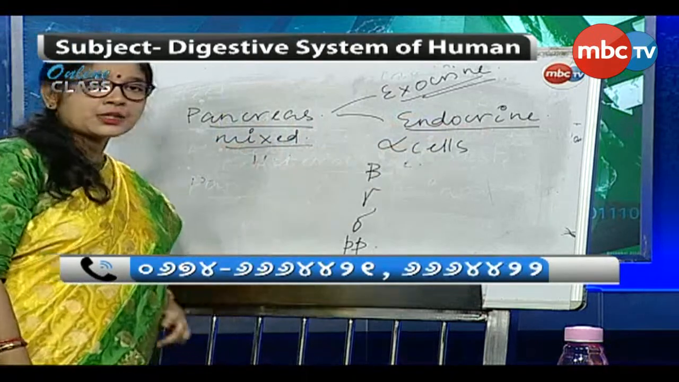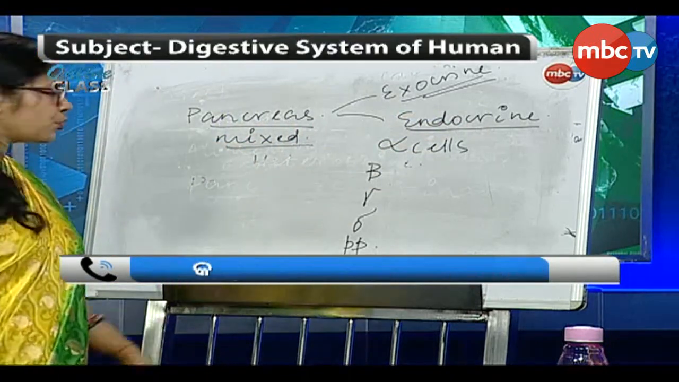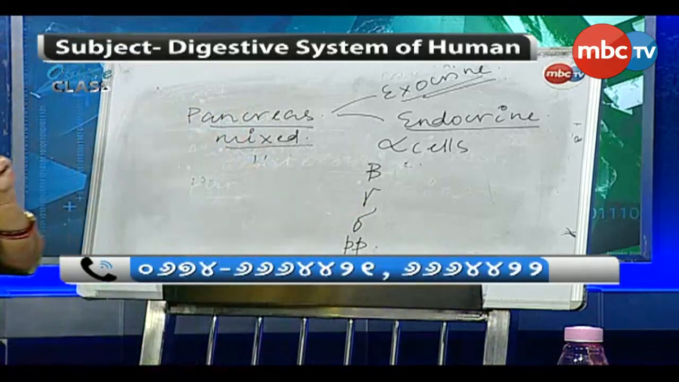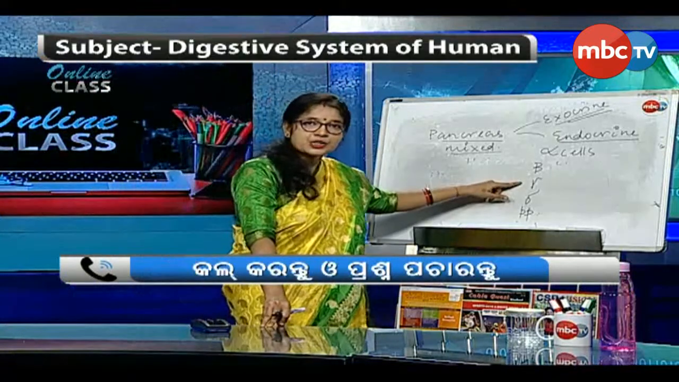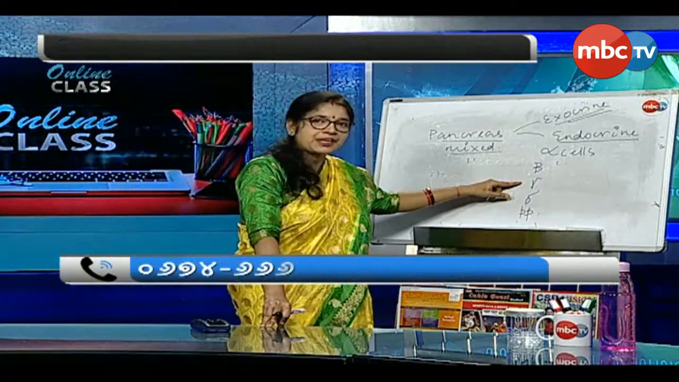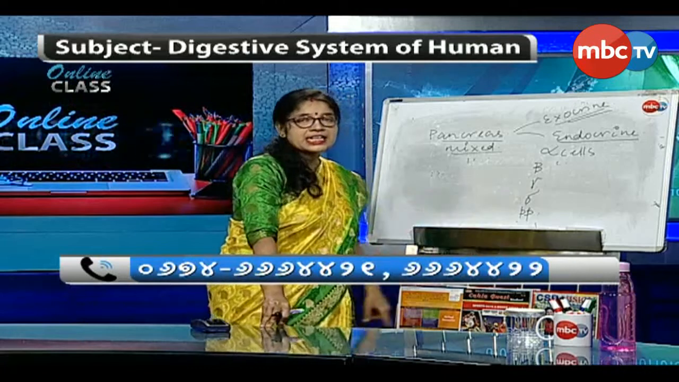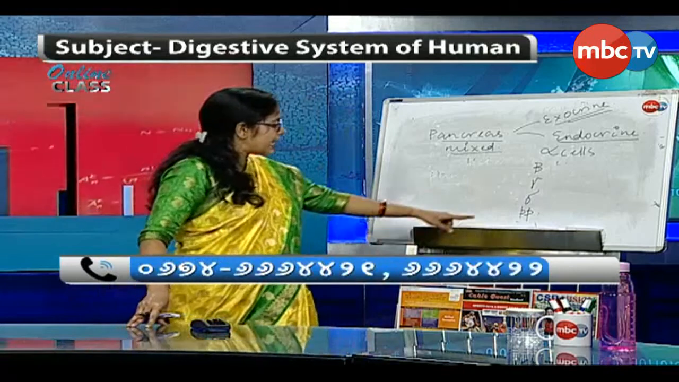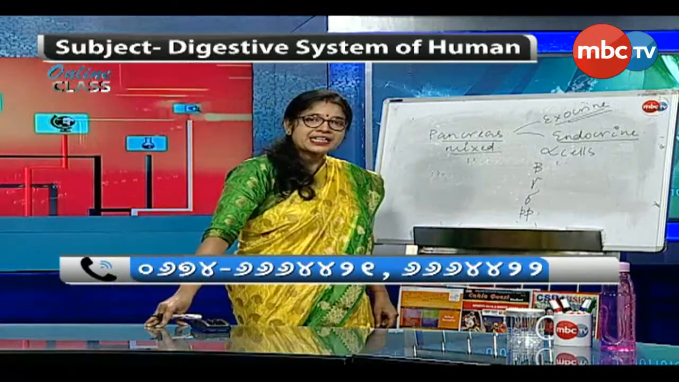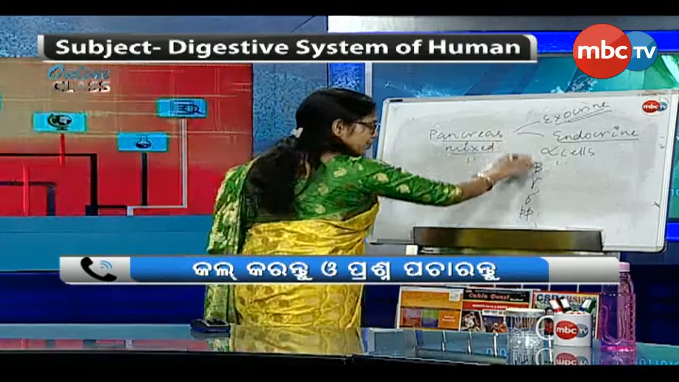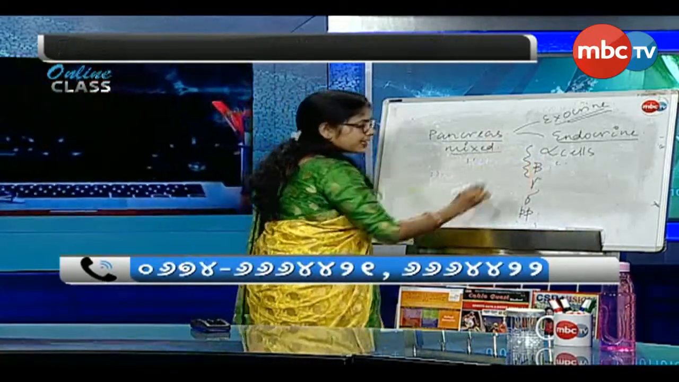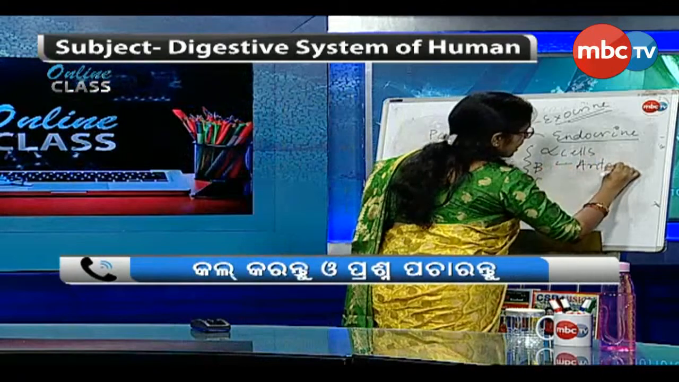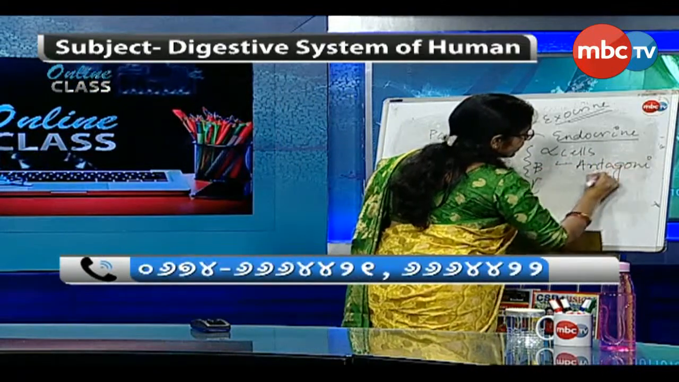The alpha cells are responsible for the secretion of glucagon. The beta cells are responsible for the secretion of insulin. The gamma cells are responsible for the secretion of gastrin. The delta cells are responsible for the secretion of somatostatin, and the PP cell secretes pancreatic polypeptides. Out of these cells, the alpha and the beta cells are antagonistic in their mode of action.